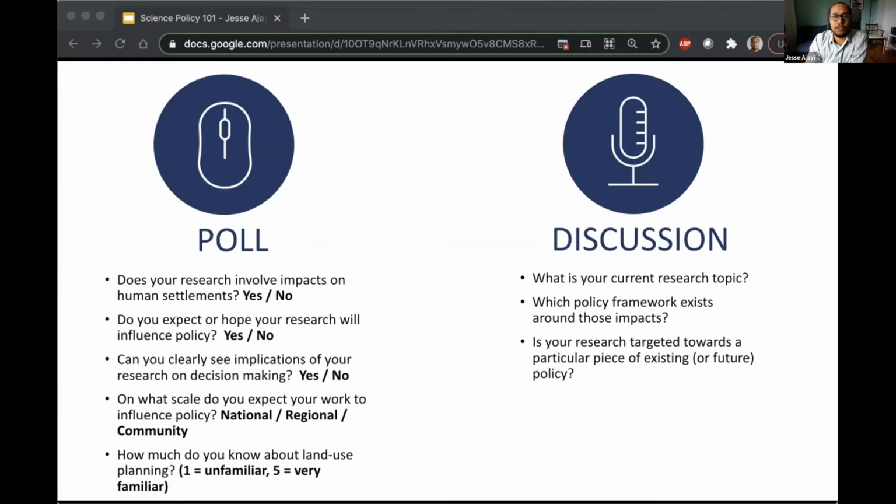Do you hope or expect your research will influence policy? I'm hoping the answer is 8 out of 8 here, but maybe there's some folks who are doing really basic research that doesn't impact policy. Please do just throw your research topic in the chat if you can.